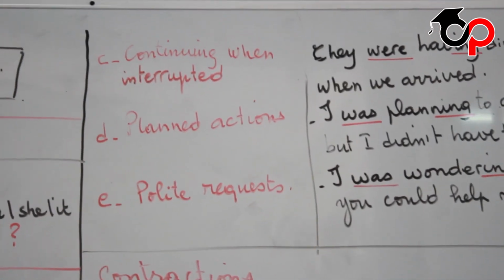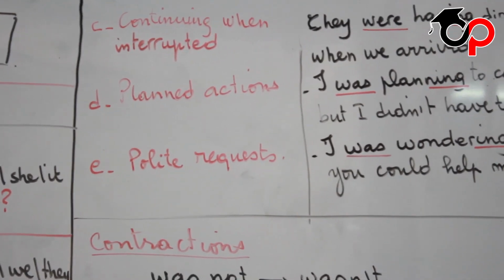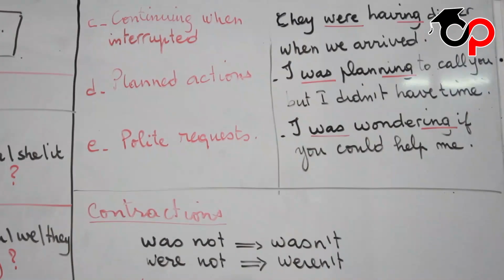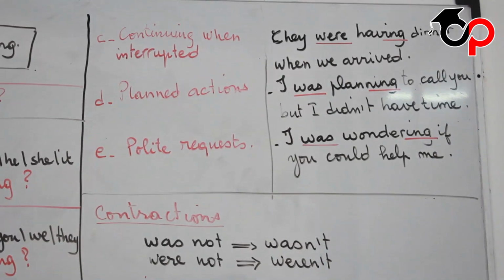We have two past tenses, that is, something happened in the middle, so we have a continuous action interrupted by a sudden one, that is the past simple. So, I was planning to call you, they were having dinner, this is a continuous action, when we arrived. We arrived is a sudden action.